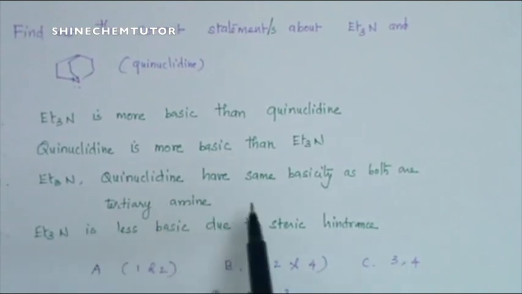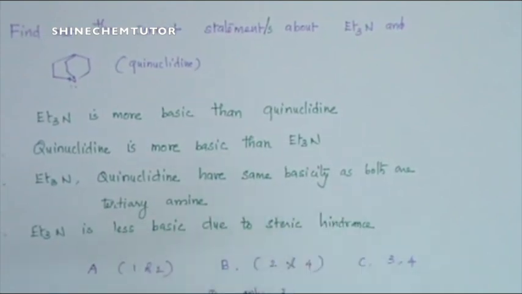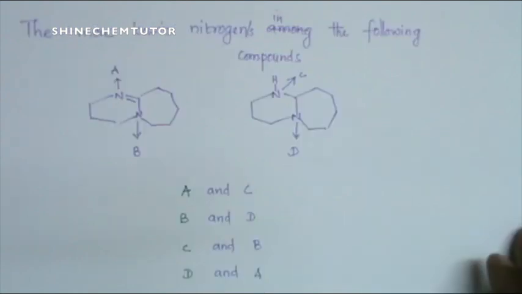Triethylamine and quinuclidine have the same basicity since both are tertiary amines. Last one, triethylamine is less basic due to steric hindrance. You have to find out the correct statement or statements. In this problem, I have given two compounds. Each compound has two nitrogens. So totally there are 4 nitrogens. In that, which one will be more basic?